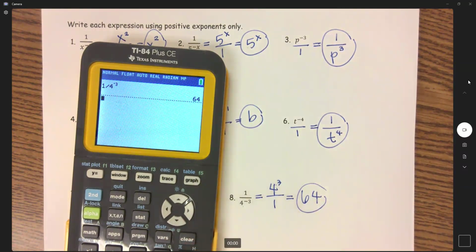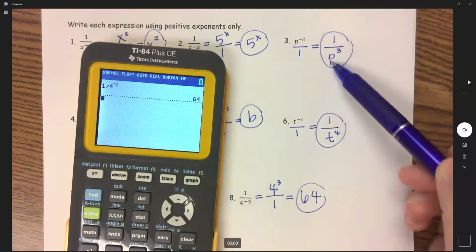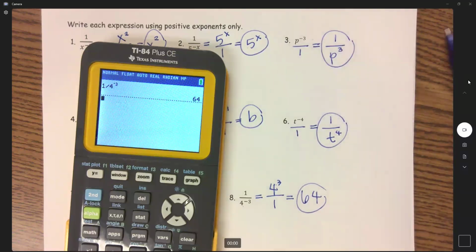So for Module 3, Lessons 2 and 3, you need to be familiar with moving these exponents from positive to negative, or from negative to positive, but you need to be comfortable moving that from numerator to denominator.